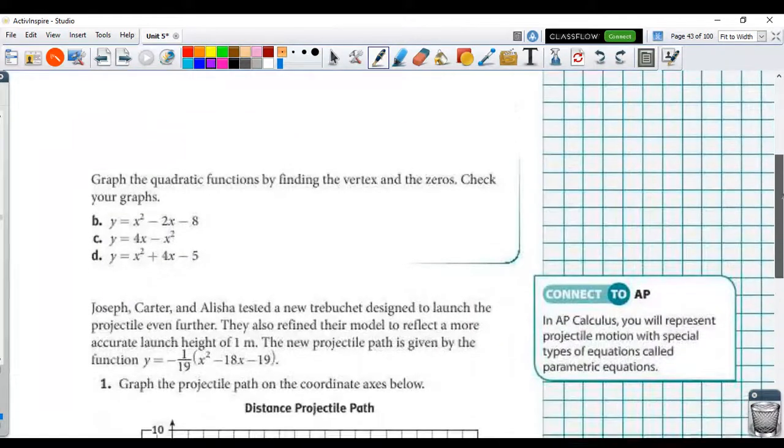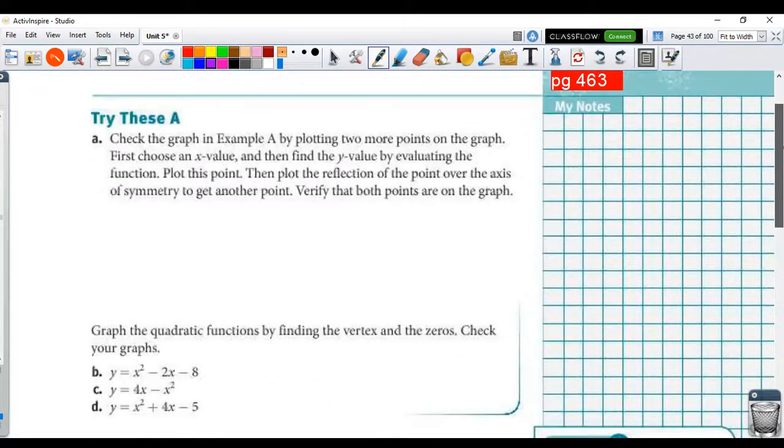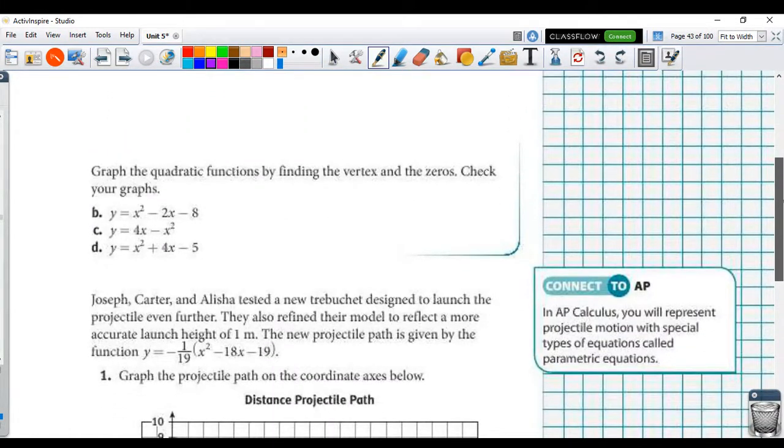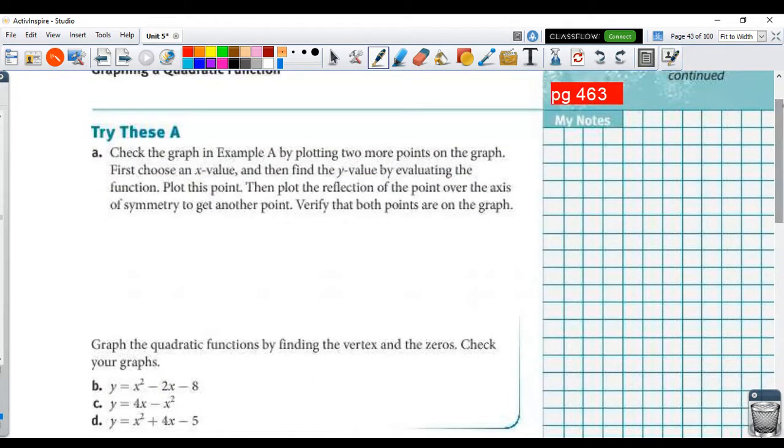Okay, so they're giving us some examples here on Try These A. So we're going to do part B. So I'm going to do the same thing I just did. We're going to go through the same steps that we went through on the previous page with an example that they don't have worked out for you. So I'm going to rewrite it over here. y equals x squared minus 2x minus 8.